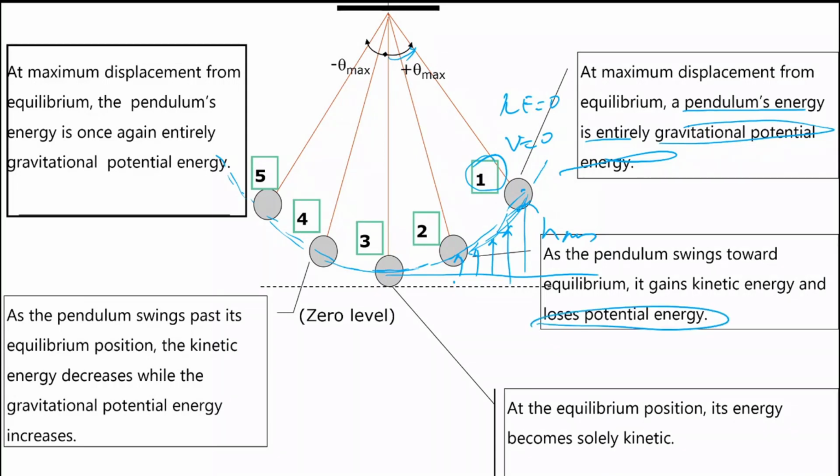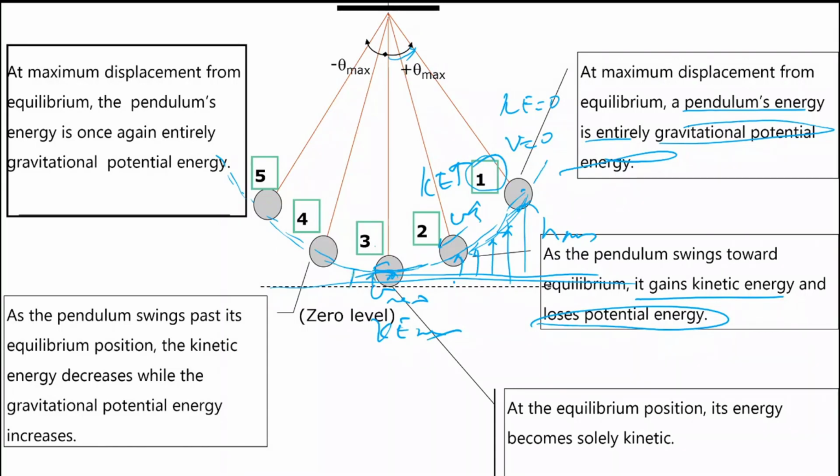The system loses potential energy. However, this time it speeds up, as it is swinging towards the equilibrium position. V increases, and if V increases, kinetic energy starts to increase. So it gains kinetic energy but loses potential energy. At the equilibrium position, the third position here, it is the lowest point. Here velocity is maximum, kinetic energy becomes maximum, but potential energy becomes 0.